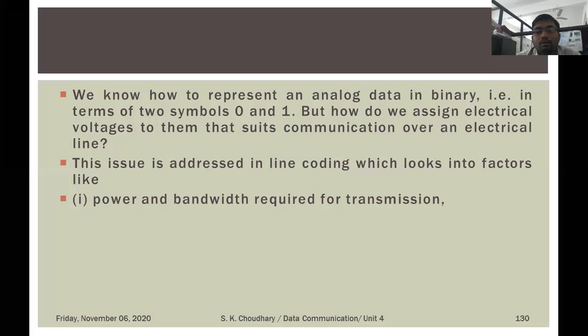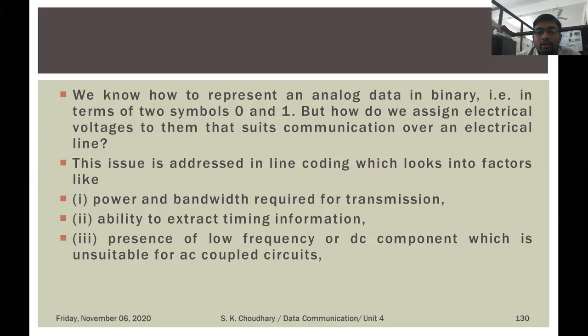The first factor to consider is the power and bandwidth requirement for the transmission. That is a very important factor. The second one is the ability to extract the timing information from the digital signal. The third one is the presence of a low frequency or DC component, which is unsuitable for AC coupled circuits. In digital transmission, we have to avoid this DC component, but sometimes in some methods it is involved by default. This would be unsuitable for whatever AC circuits we are using for the transmission.